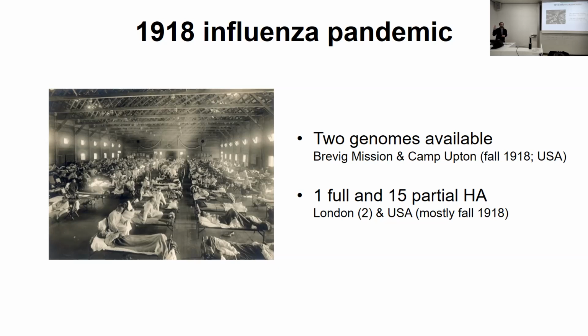We have two genomes for this pandemic that affected at least 500 million people. So just to contrast with SARS-CoV-2, this morning we had more than 14 million genomes, right? So of course, it's an incredible paucity of information to derive any information. We have information from these two genomes as well as from a handful of partial hemagglutinin sequences.